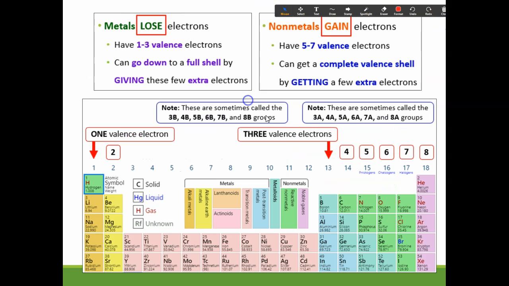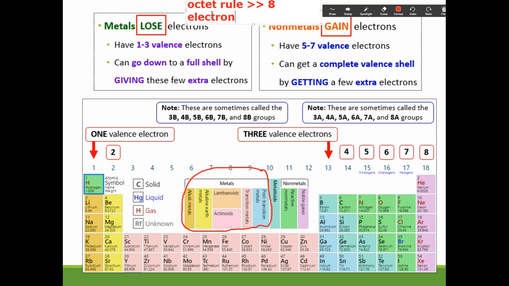Let's talk a little bit about that. Metals are going to lose electrons. On our periodic table, metals are the ones on the leftish side. Here are all the metals. Everything in these colors is going to be a metal on the periodic table. All of these metals have 1 to 3 valence electrons. Now remember that the octet rule is that they want 8 valence electrons.